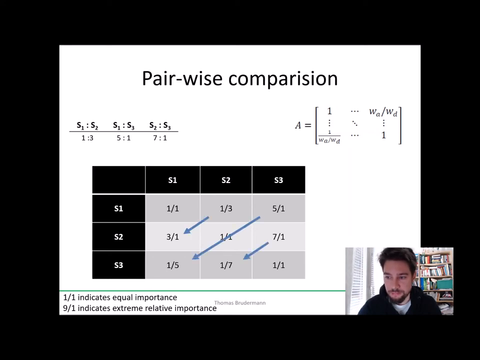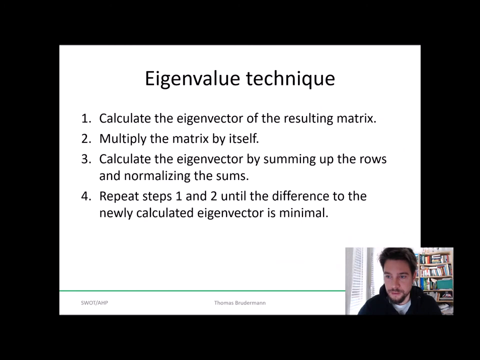Yeah, like that. And then we use the so-called eigenvalue technique to calculate the eigenvector of the resulting matrix. I will show you later in an Excel file how this will look. This is being done by multiplying the matrix by itself. Then we calculate the eigenvector by summing up the rows and normalizing the sums. I will also show this in an example.